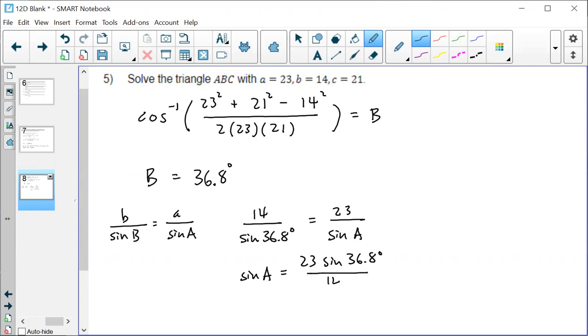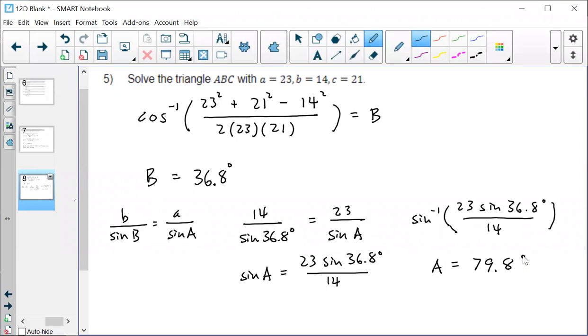So that means that we're going to take the arc sine of that ratio that we just wrote, 23 sine 36.8 degrees, over 14. And this is going to return A is about 79.8 degrees.